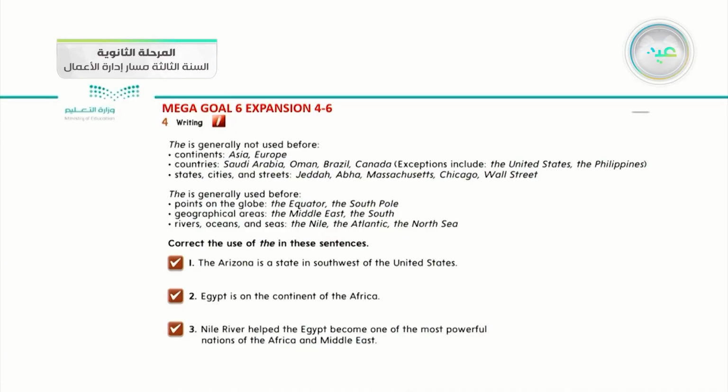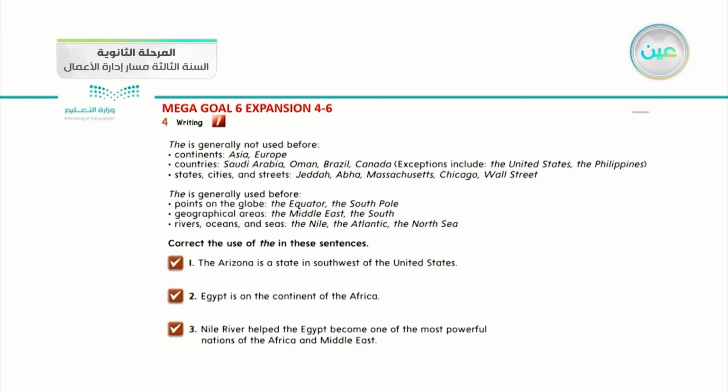At first, before I discuss that, I want to ask you about this question as an example, okay? "The Arizona is a state in the southwest of United States." Do you think it is right? Do you think it is wrong? And why do we bring that up first? Because we already know Arizona. It's a state. So why are we using "the"? We know from this sentence there is some mistake. We should remove it and correct the sentence.